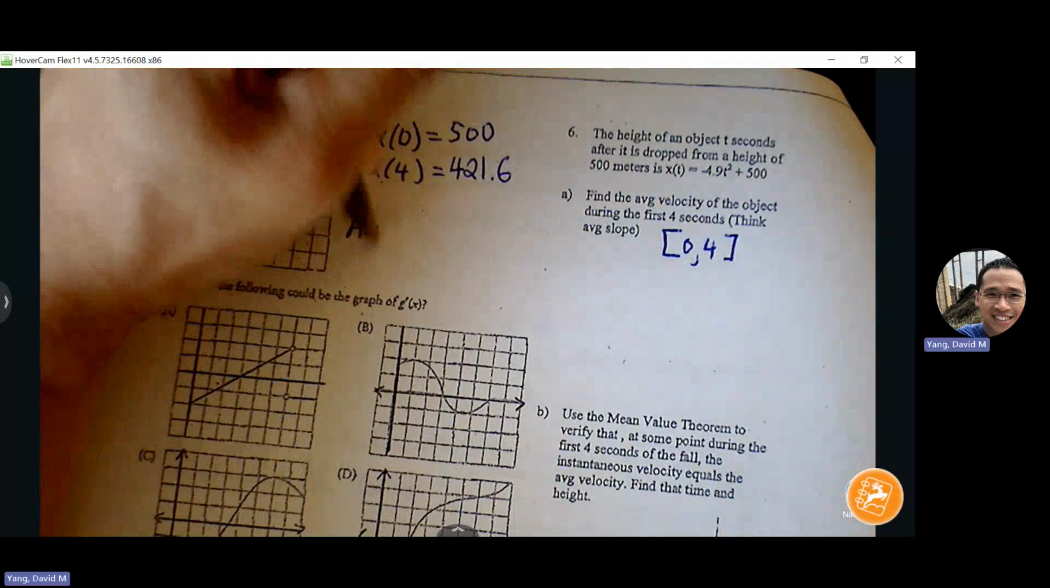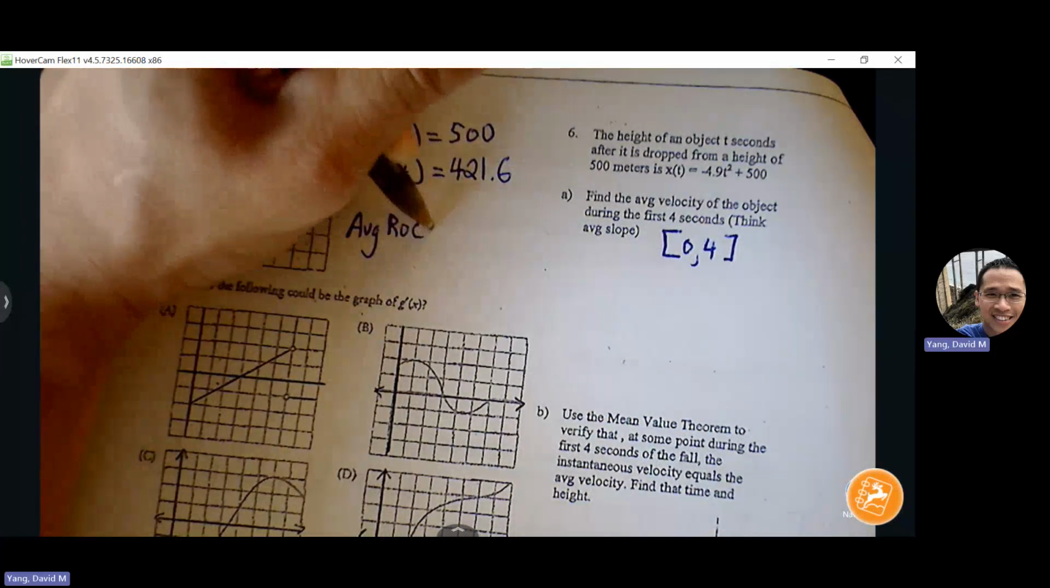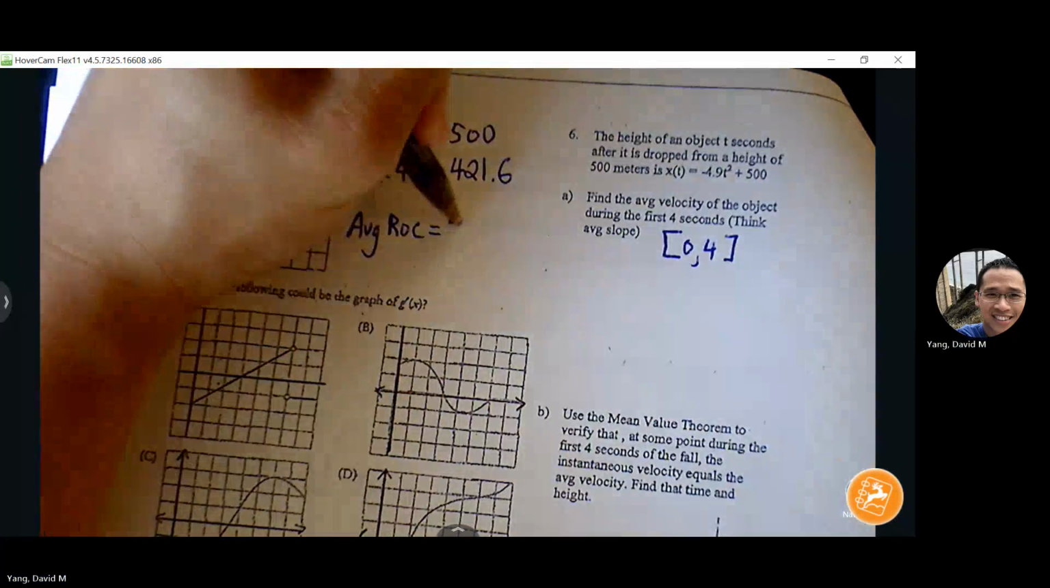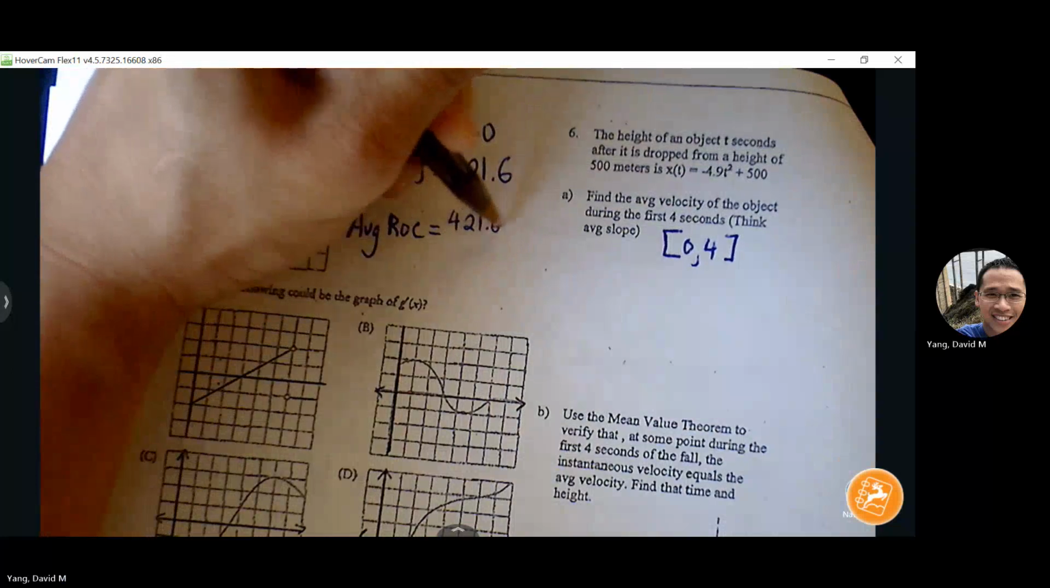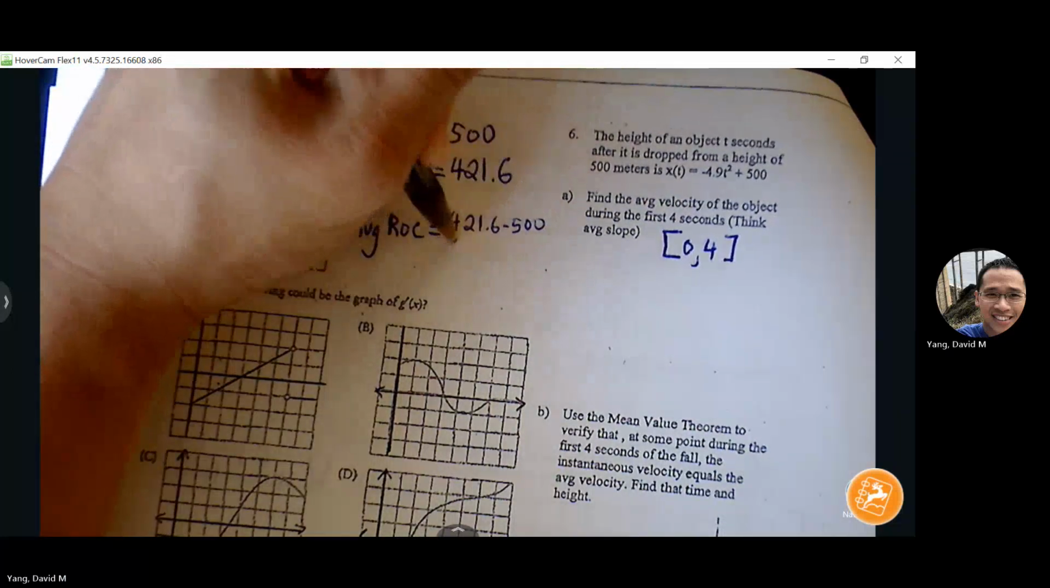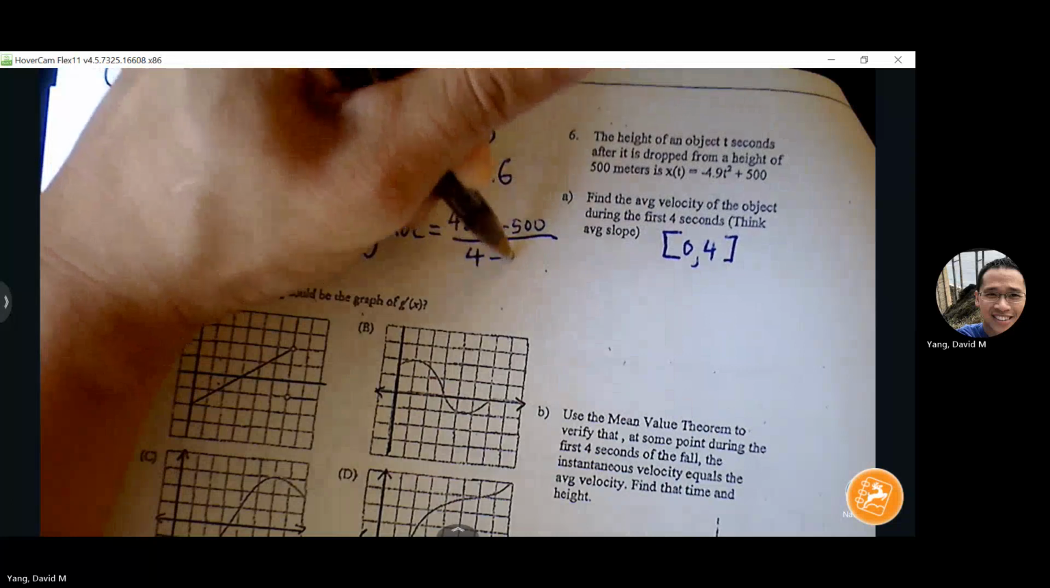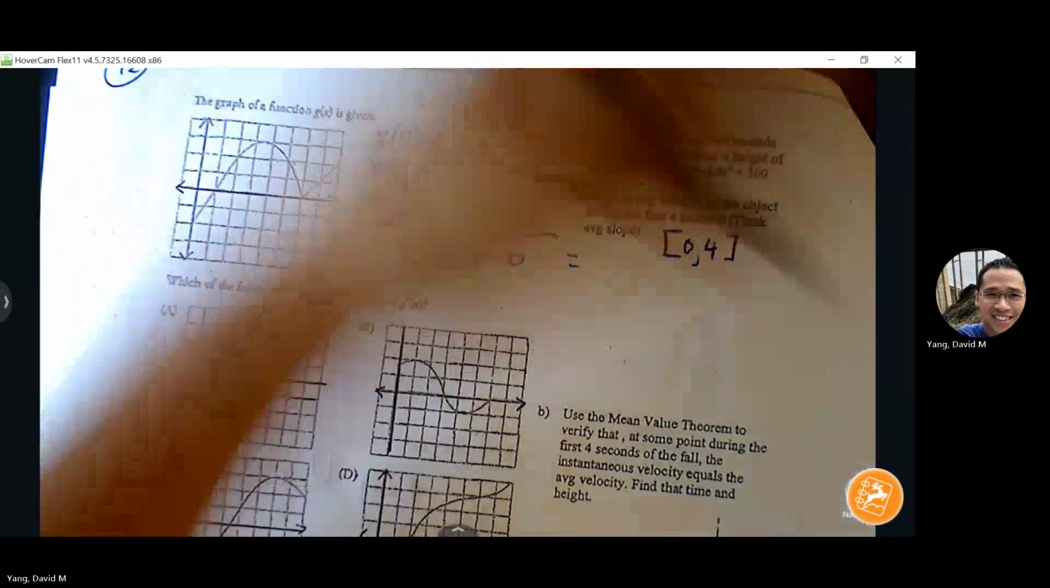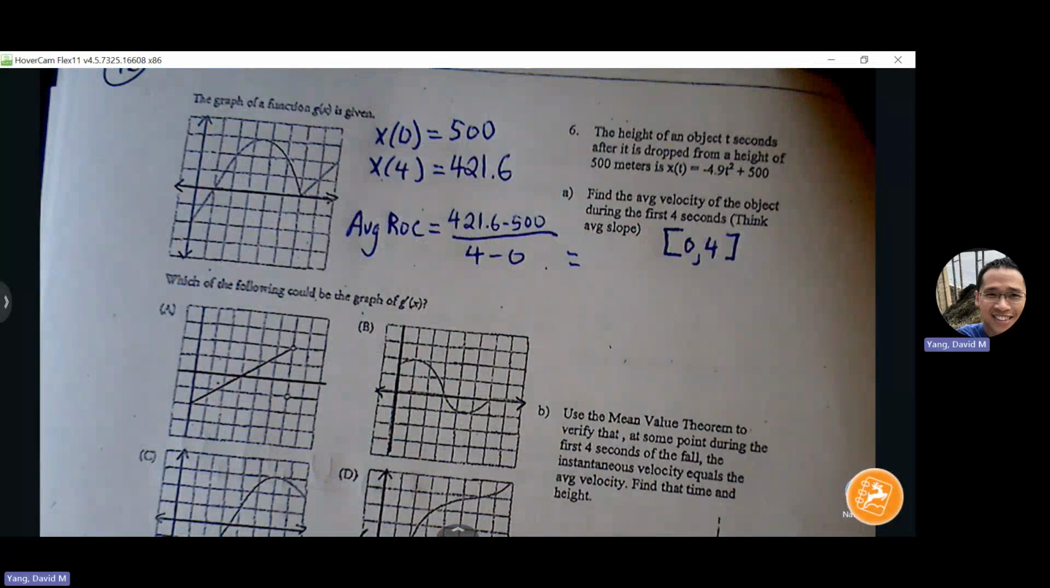So my average rate of change, or in this case, my average velocity, is change in y over change in x, or in this case, change in position over change in time. What's our average velocity? What's our average rate of change?